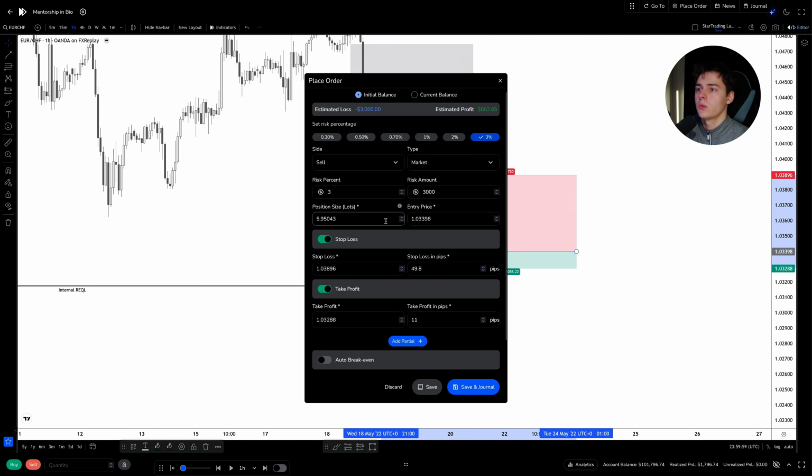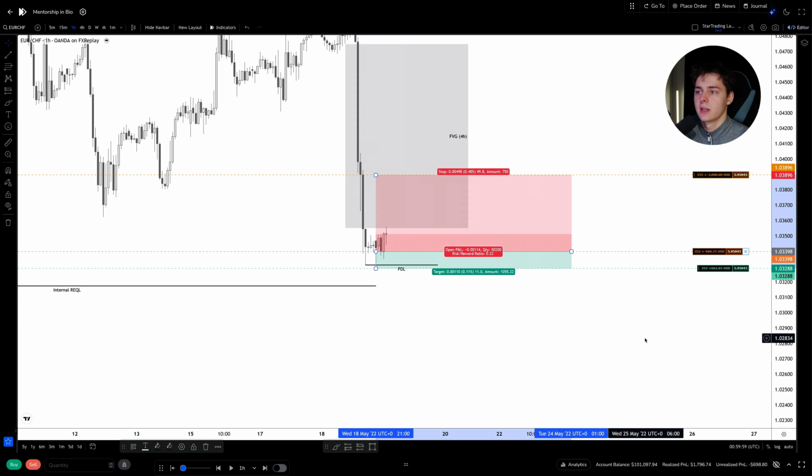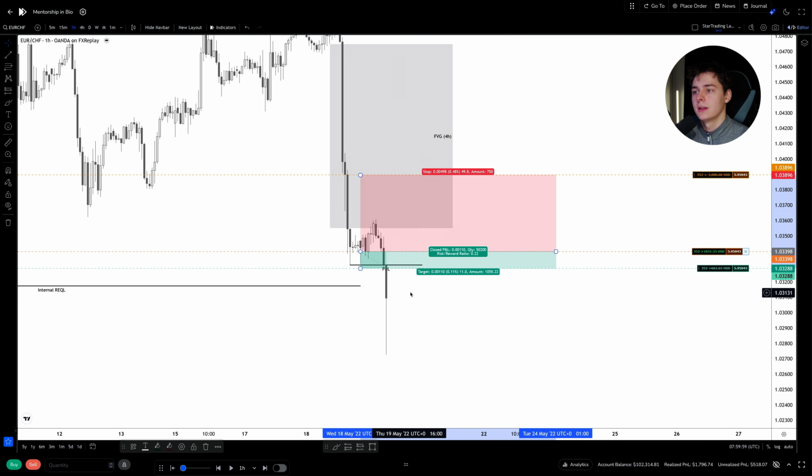So in here, market order, 3% risk, and as always, just let it run. Even if we're going higher or not, just let it run, guys.